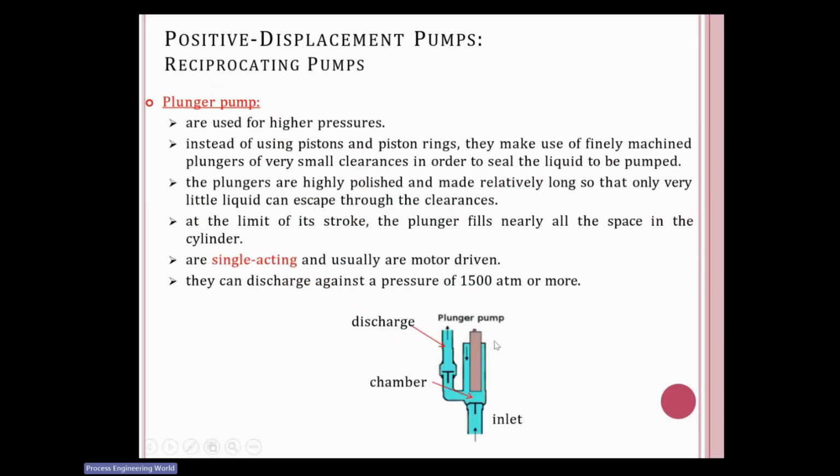Now a plunger pump. In the plunger pump, what we have seen is that you have a discharge point and a chamber. Instead of a piston, you have only a plunger. The basic difference between piston and plunger is that in a piston pump, you have a small rectangular bar which is connected to a hollow straight bar. But here you have a plunger which is not a hollow bar but a complete cylindrical bar which is filled with metal. Okay, so it can generate higher pressure.